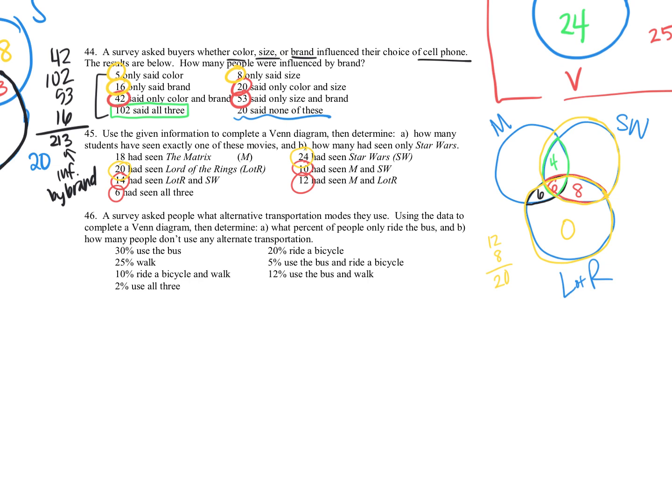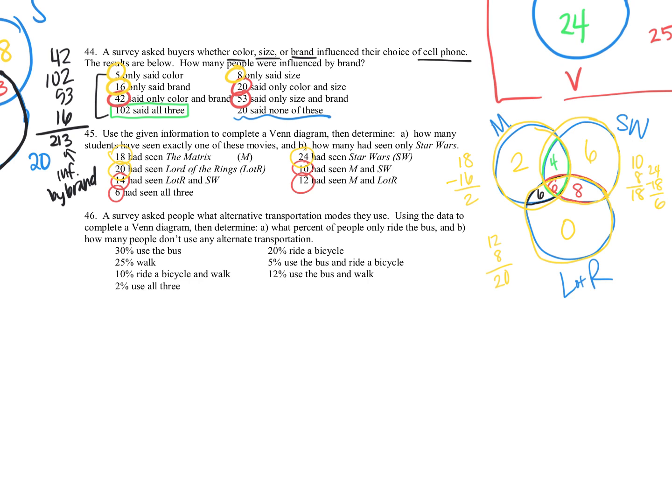So far, 4 plus 6 is 10. Add the 8, so we're at 18. So we need to get to 24. So 18 plus what makes 24? That would be 6. But you can also do 24 minus 18 if that makes you feel better, which gets you 6. And lastly, it says 18 have seen The Matrix. So the last big circle here has to equal 18. So far I have 6 and 6 is 12, plus 4 is 16 total. So I could do 18 minus the 16 to make 2. Again, you can add that whole circle together and it should add to 18.